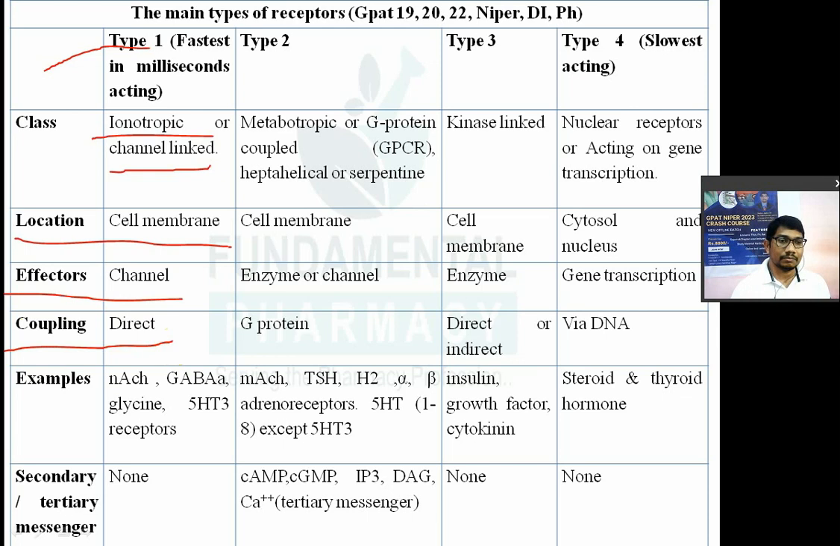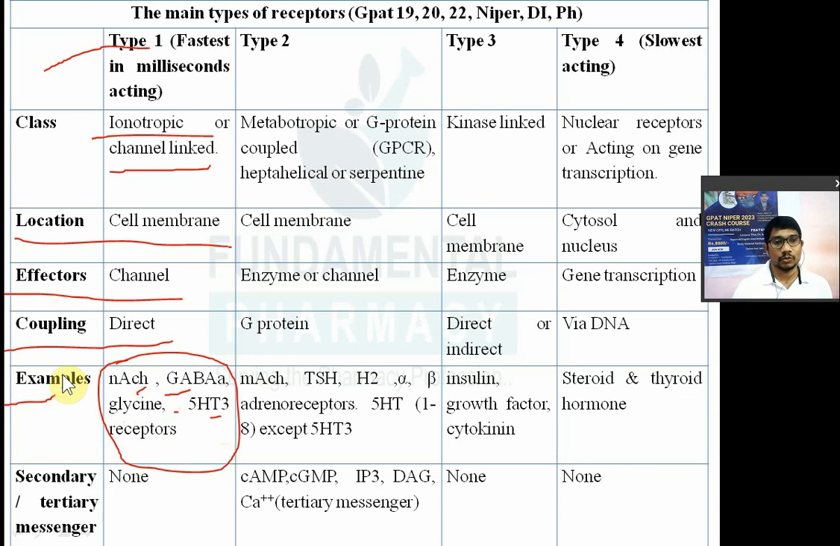What are the examples of these ion channel receptors? Examples are very important, questions come on them. Remember nicotinic acetylcholine receptors, then GABA receptor, GABA A, then glycine receptor, then 5-HT3 receptor. So the nicotinic receptor, GABA receptor, glycine receptor and 5-HT3 receptor are the examples of ion channel receptors.